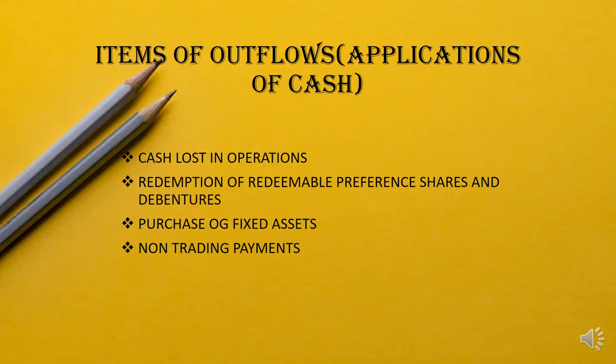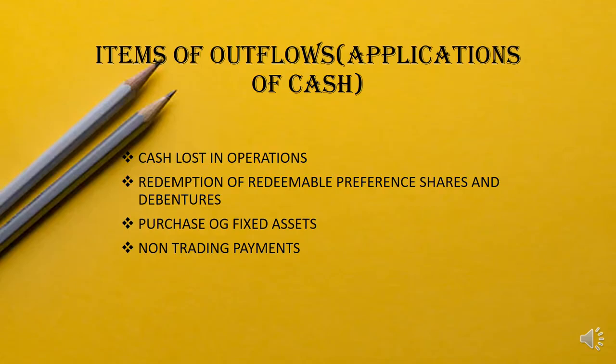Items of outflows, that is application of cash. In the previous slide we saw sources of cash. Now we are going to see application of cash. Under that we have four major items. First one is cash lost in operation, which means any trading loss arising as a result of business operations during the year becomes the application of cash, and it will be considered as outflow for the business.